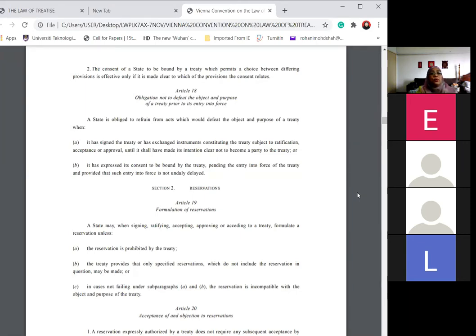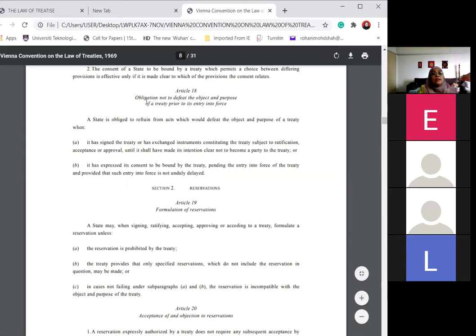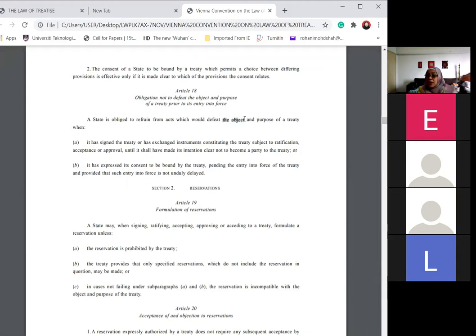Now let's look into this. Article 18. I said earlier, the obligation not to defeat the object and the purpose. We are trying to understand the words. What is the objective of a treaty? That is the aim for which the treaty is signed between the two countries, so that the water will flow equally. But the purpose? The purpose is, in order to achieve the objective, to build a dam. So don't forget: purpose is the method to achieve the objective.